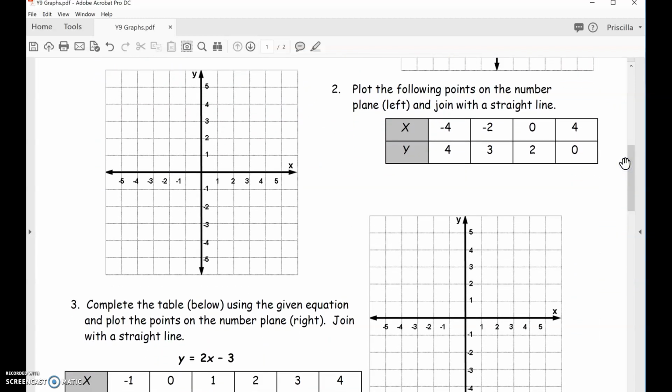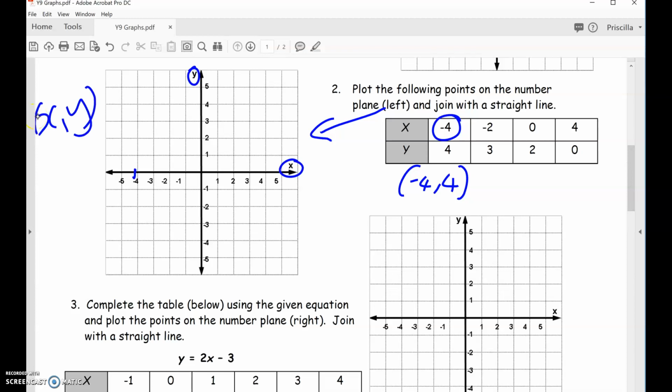Number 2, plot the following points on the number plane to the left and join with a straight line. So x is -4 and y is 4. So x is -4 because we do x, y, alphabetical order, and we know that the y hangs y from the sky, right? So -4 on the x and 4 on the y would be here.